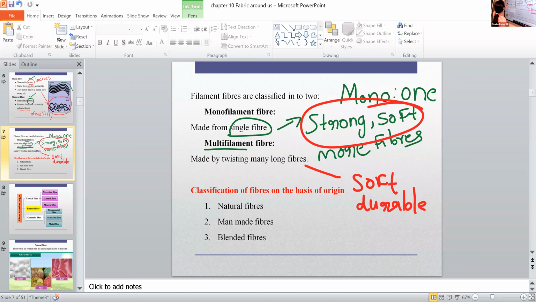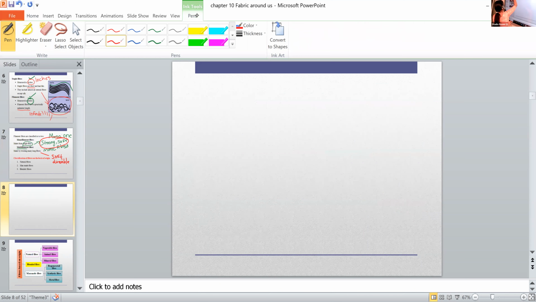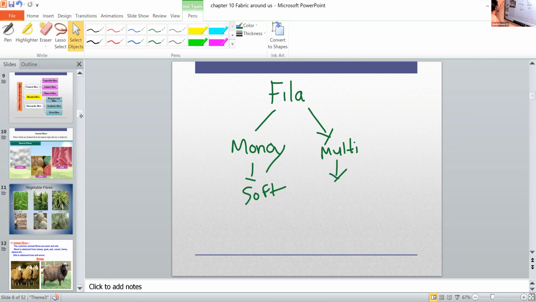Reina, summarize the filament fibers. Monofilament, multifilament. Monofilament contains a single fiber. It is strong and it is soft also. And multifilament, it is made up of many fibers, they are soft and they are durable. Very good, Reina.